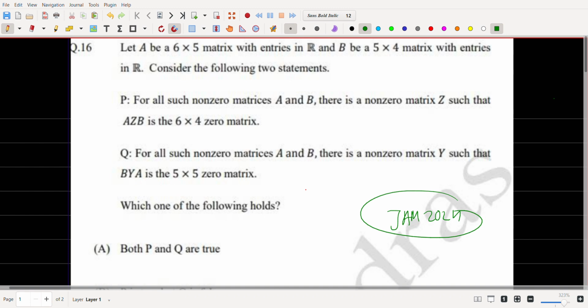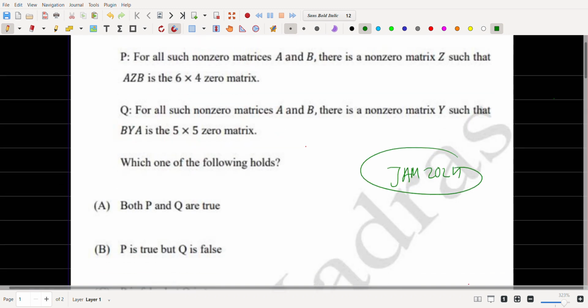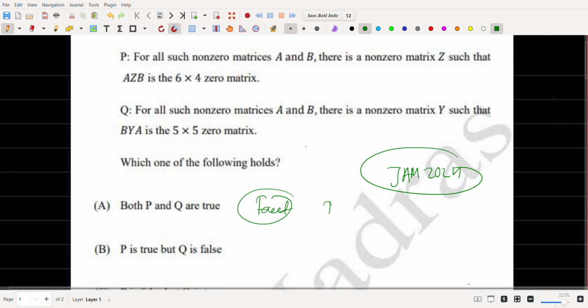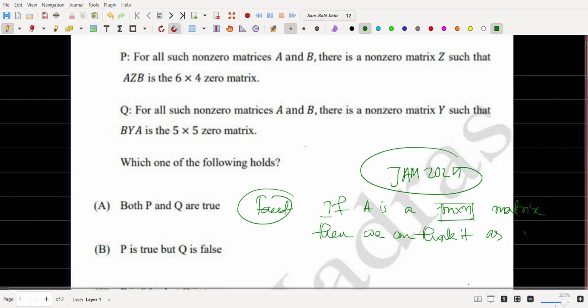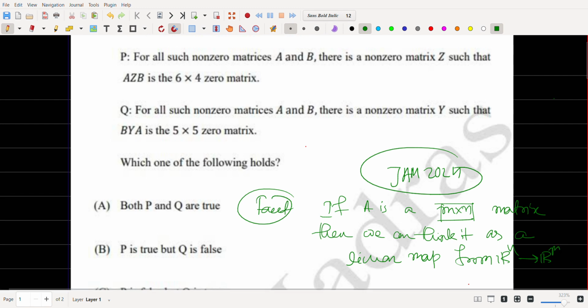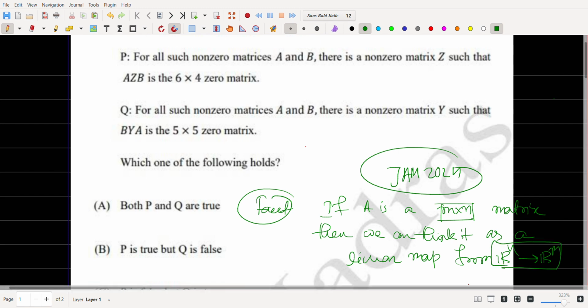So okay, let's start. How do I start? How do I use that? The first observation is a fact: if A is an m cross n matrix with real entries, then we can think of it as a linear map from Rn to Rm, right? This is the basic linear algebra fact, and we are going to use this.